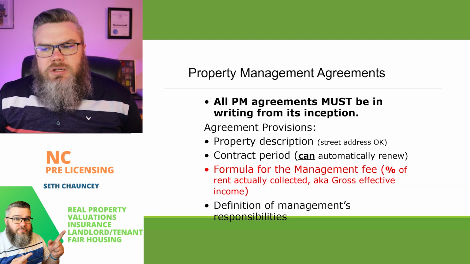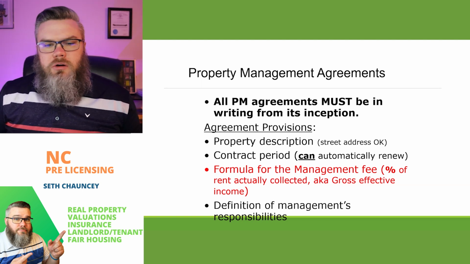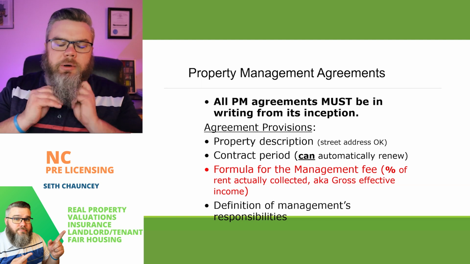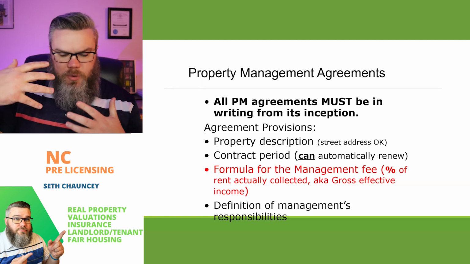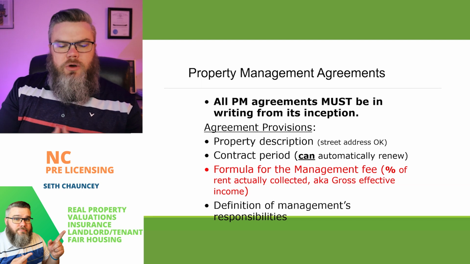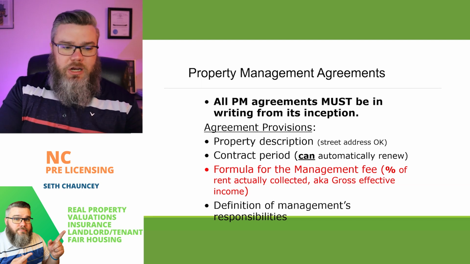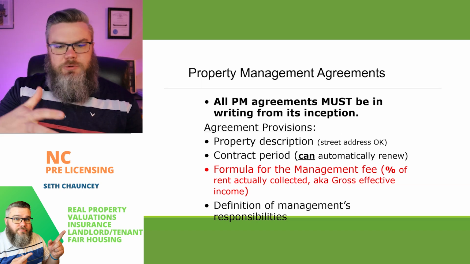It does have to contain the description of the property. It would talk about how long the period of time is for. Now, when we talked about agency contracts, we said that all written agency agreements need to have certain things. And one of those was a definite expiration date. Well, this is still true with a property management agreement. It does have to have a definite expiration date.